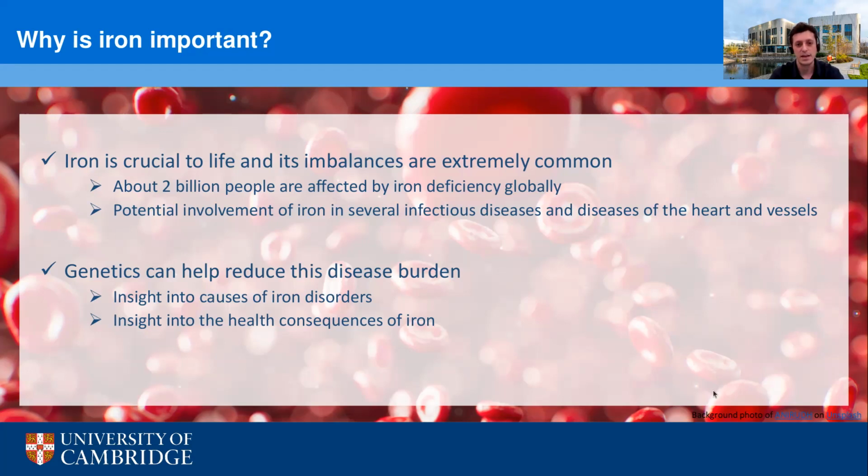And imbalances of iron are extremely common, unfortunately. There are over 2 billion people in the world that are affected by iron deficiency. And there is some evidence suggesting the potential involvement of iron in several infectious diseases and diseases like the heart and vessel. We think that genetics can help reduce this burden of disease by providing insight into the health consequences of iron and by providing insight into the causes of iron disorder.